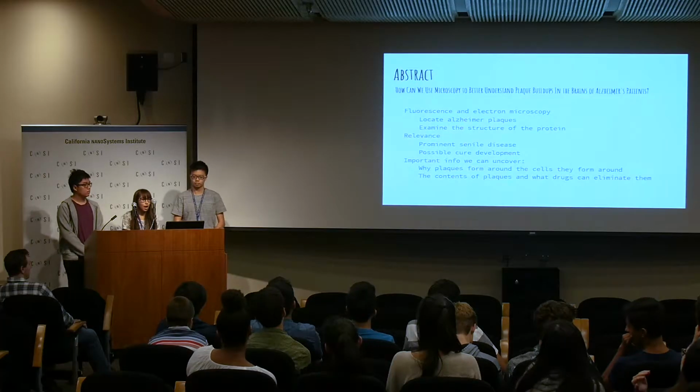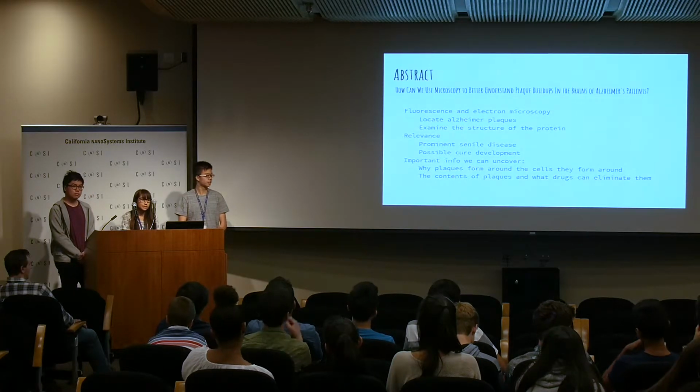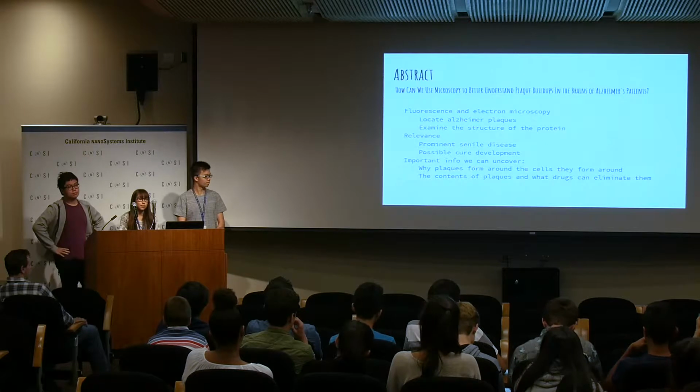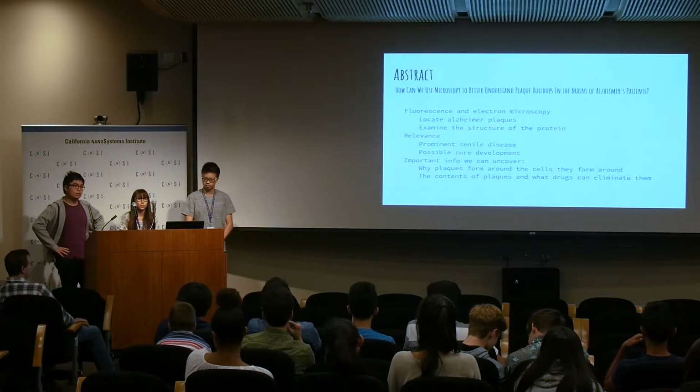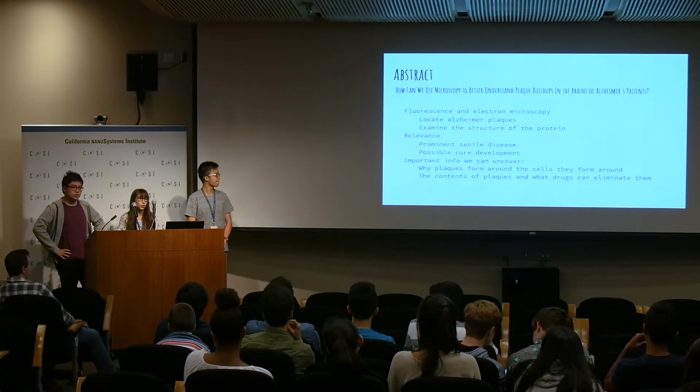I'm Oscar. And I'm Alex Polvada, and we did our project on how we can use microscopy to better understand the plaque buildup in brains of Alzheimer's patients. So we're going to use fluorescence microscopy to locate where the plaque builds up in the brain, and then we're going to use electron microscopy to examine the structure of the protein beta amyloid.